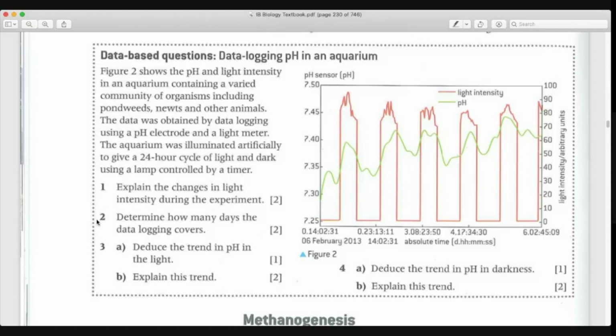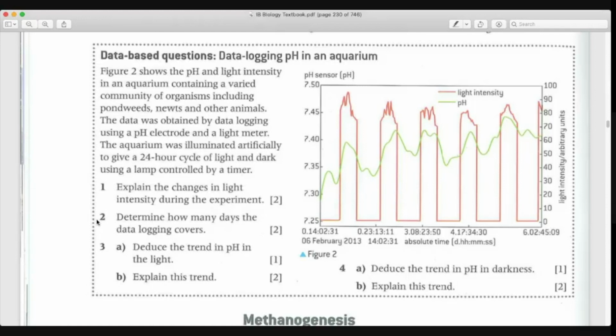Alicia, can you tell how long the experiment is going on for? 6 days. 6 days. How do you arrive at that? On the end of the x-axis, you can see that it says absolute time, DHHMMSS. Over there it says 6 days. Right. So tell me in terms of days, hours, minutes, Alicia, how long is this experiment running for? 6 days, 2 hours, 45 minutes, and 9 seconds.